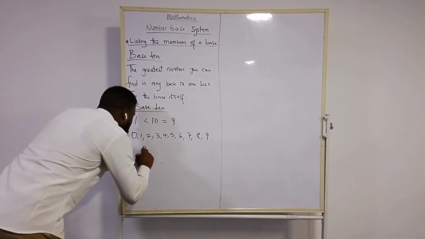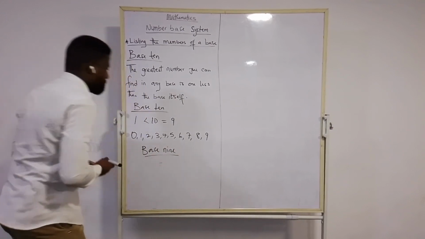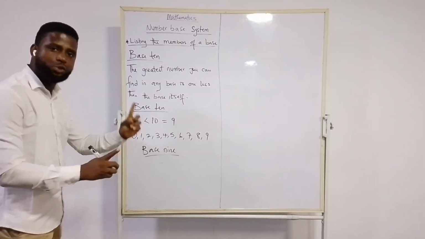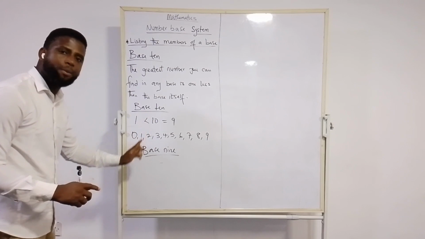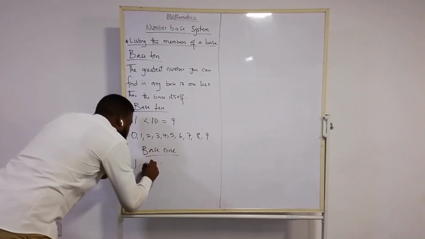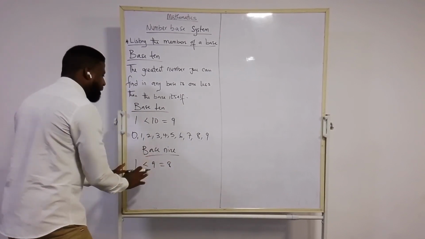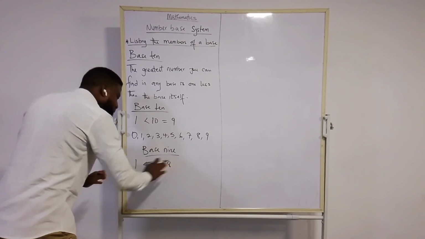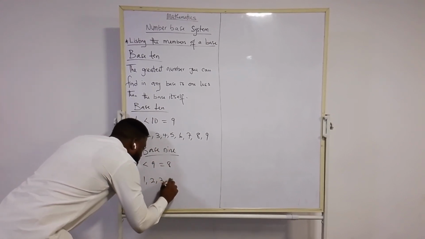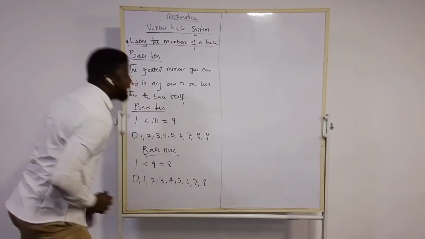How about base 9? Now we know that the greatest number that can be found in any base is 1 less than the base. So the greatest number that can be found in base 9 is 1 less than the base, which is what? 9. And 1 less than 9 is what? 8. So we know that the primary numbers that would exist in base 9 are 0, 1, 2, 3, 4, 5, 6, 7, and 8.